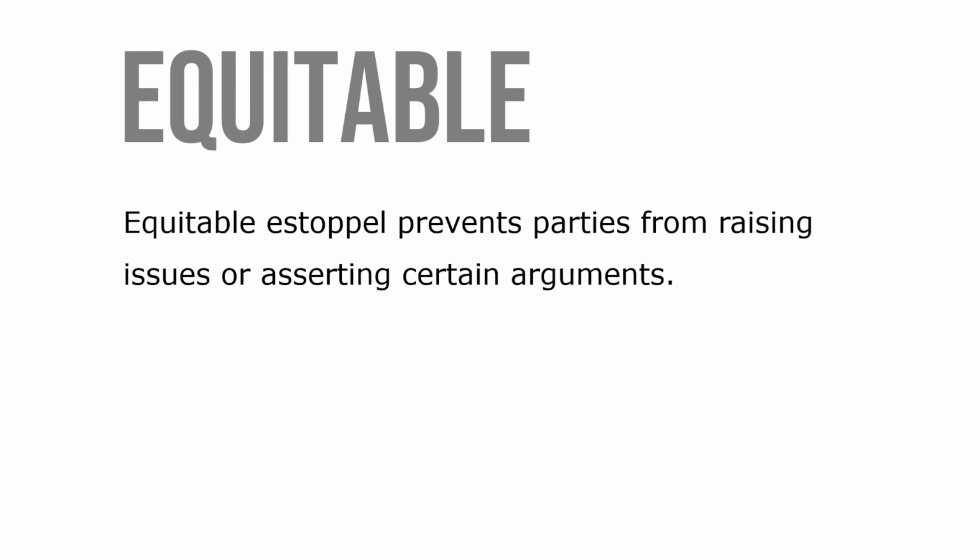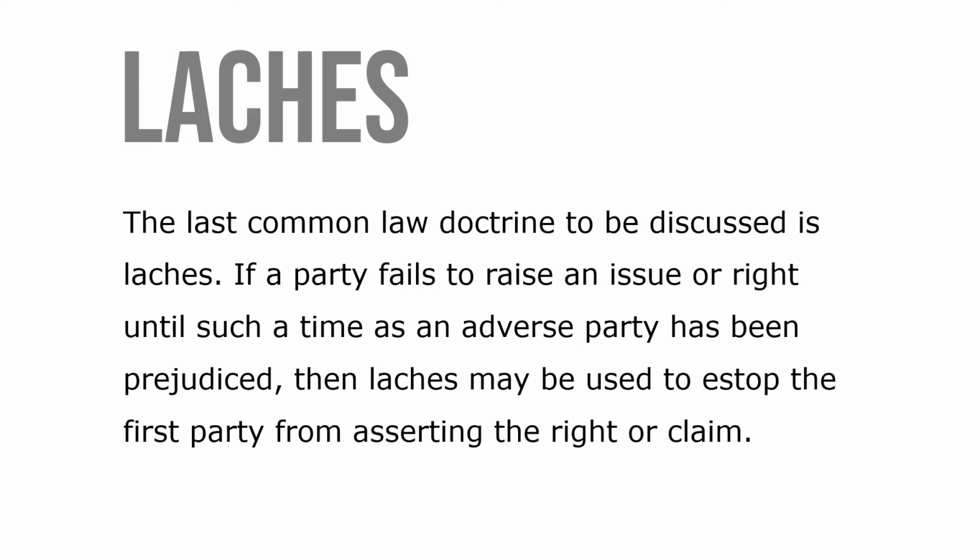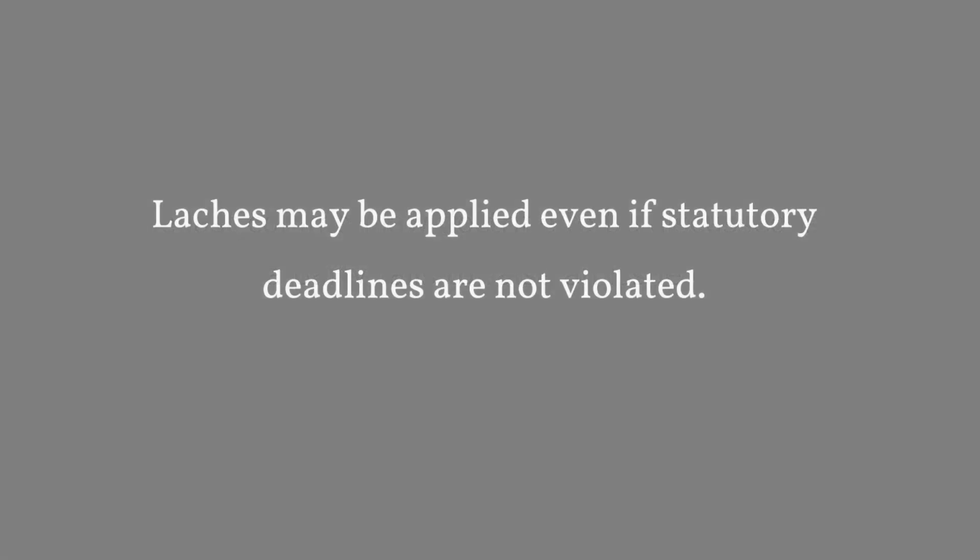Equitable estoppel prevents parties from raising issues or asserting certain arguments. Generally, if one person makes a representation to another, that representation is relied upon. The party who made the representation is stopped from arguing the contrary. The last common law doctrine to be discussed is laches. If a party fails to raise an issue or right until such a time that an adverse party has been prejudiced, then laches may be used to stop the first party from asserting the right or claim. Laches may be applied even if statutory deadlines are not violated.